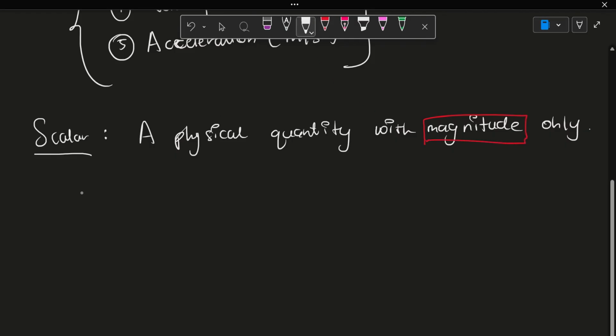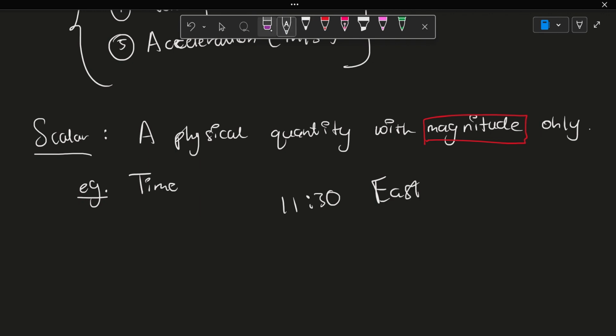So what exactly would be a typical example of a scalar? Like I said, there's no such thing as 10 a.m. East. So obviously your first guess would be time. It only has magnitude. It can only be 11:30 and not 11:30 East. Okay? It can only be 11:30.